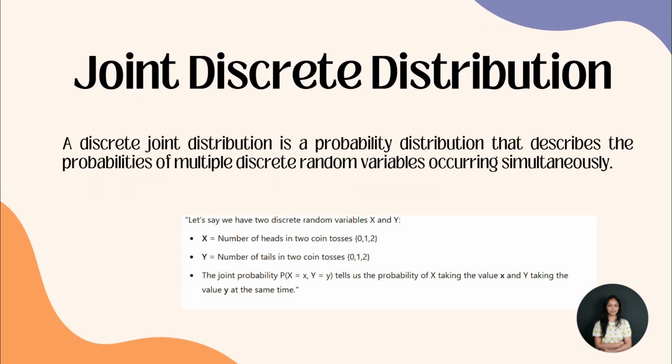So a discrete joint distribution is a probability distribution that describes the probability of multiple discrete random variables occurring simultaneously. In discrete joint distribution, we use the probability mass function, also denoted as PMF. For example, P(X=2, Y=3) gives the probability of rolling a 2 on die 1 and a 3 on die 2. These probabilities are listed in a table format and must always sum to 1.